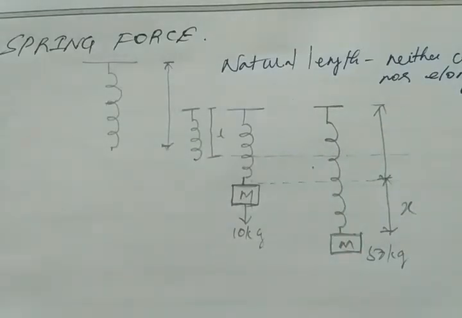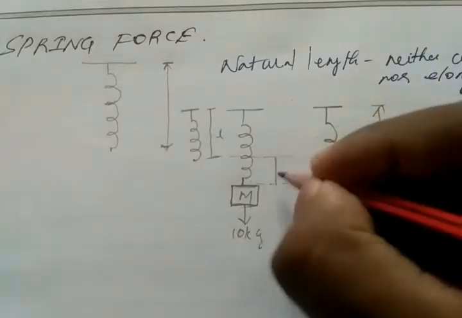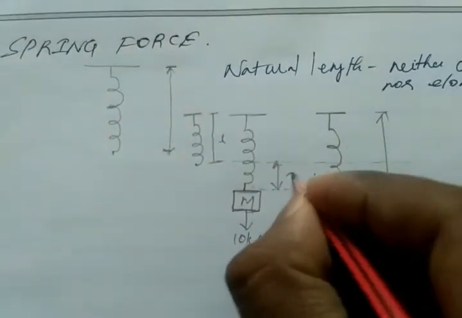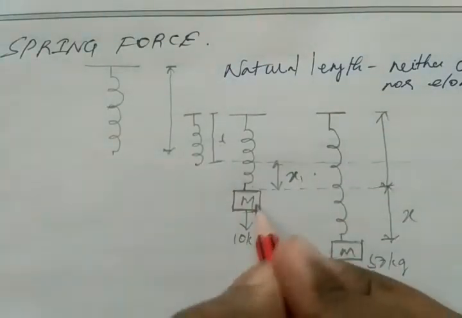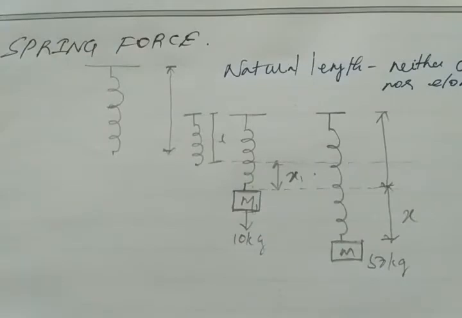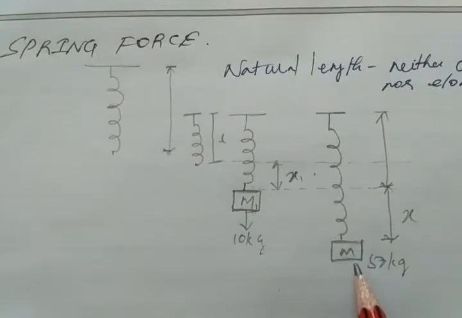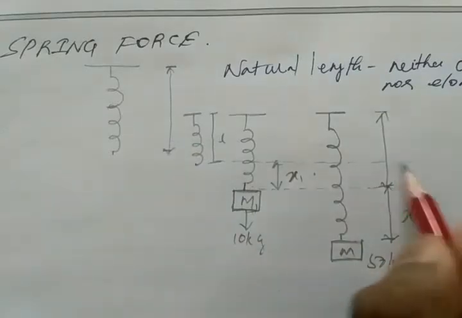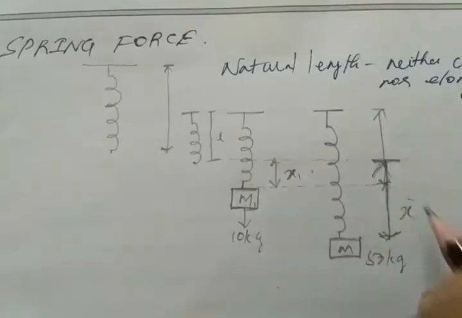So if the weight is more, if you see here, this is our natural length. Here we add 10 kilograms. Because of the 10 kilogram mass, the spring elongated like this. So this is the displacement, or we can say x1, by mass 1. Then to this same spring we add 50 kilograms of mass, and the spring got elongated more. We say it is x2, the elongation produced by mass 2.